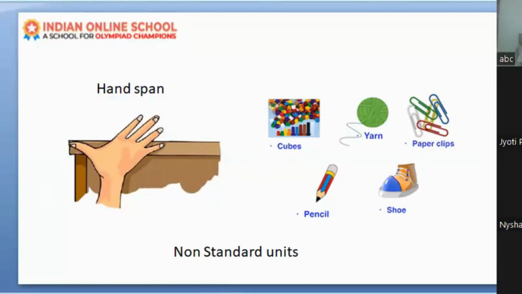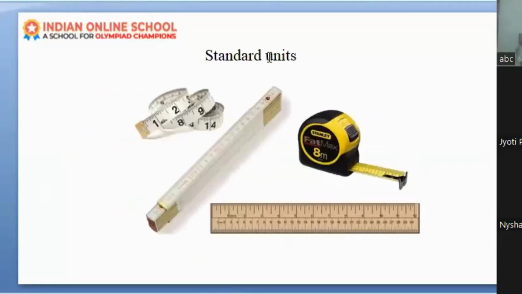Okay, so here move on to the next slide. Now can you see the standard unit, student? As we know, non-standard unit is not accepted by the world, not worldwide. Standard unit is accepted by the world, it is worldwide. Everyone accepted. So you are familiar with all these instruments or devices we were using. This is what? Measuring tape. We can see the ruler, measuring tape. So these are the standard unit. Why is it called standard unit? Because it is worldwide accepted and it provides above all accurate measurement.